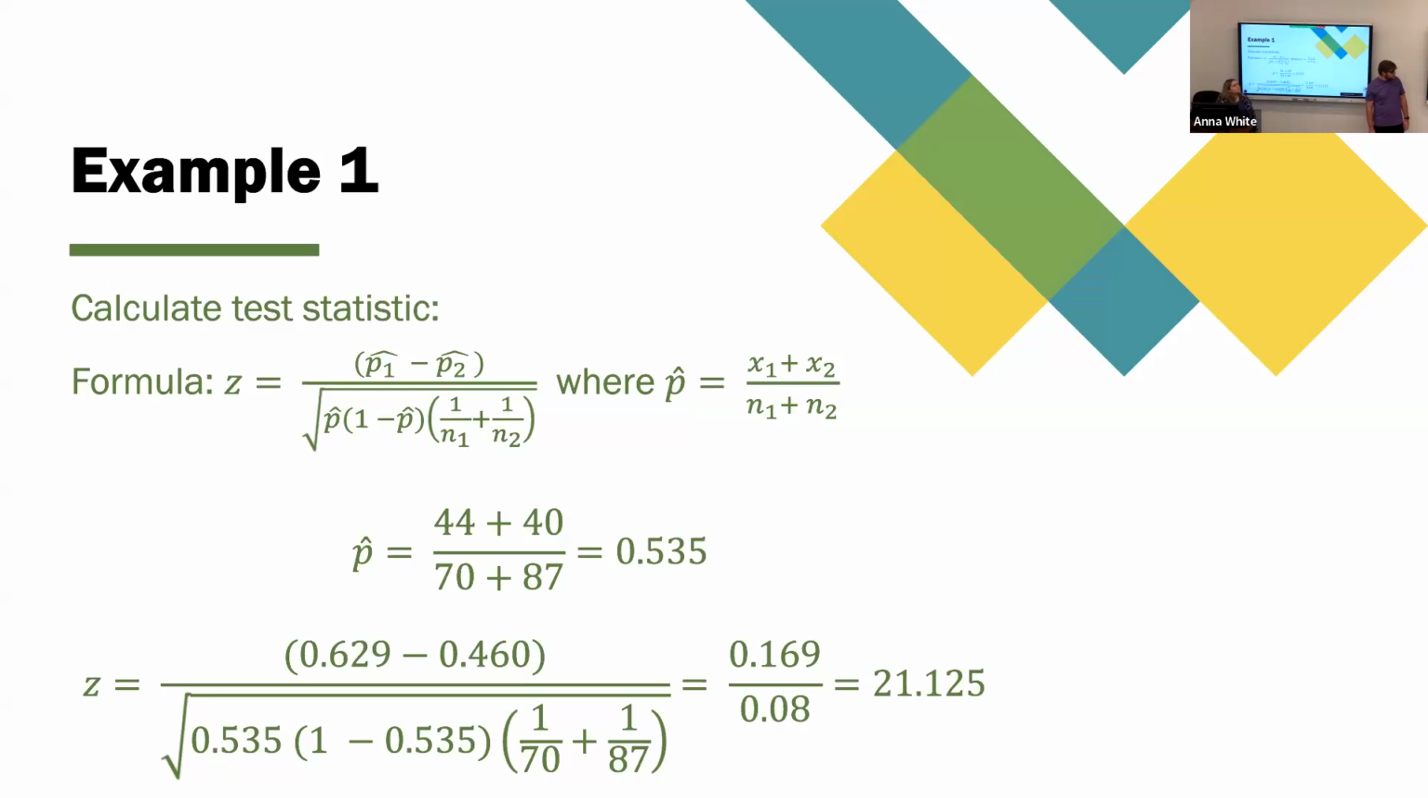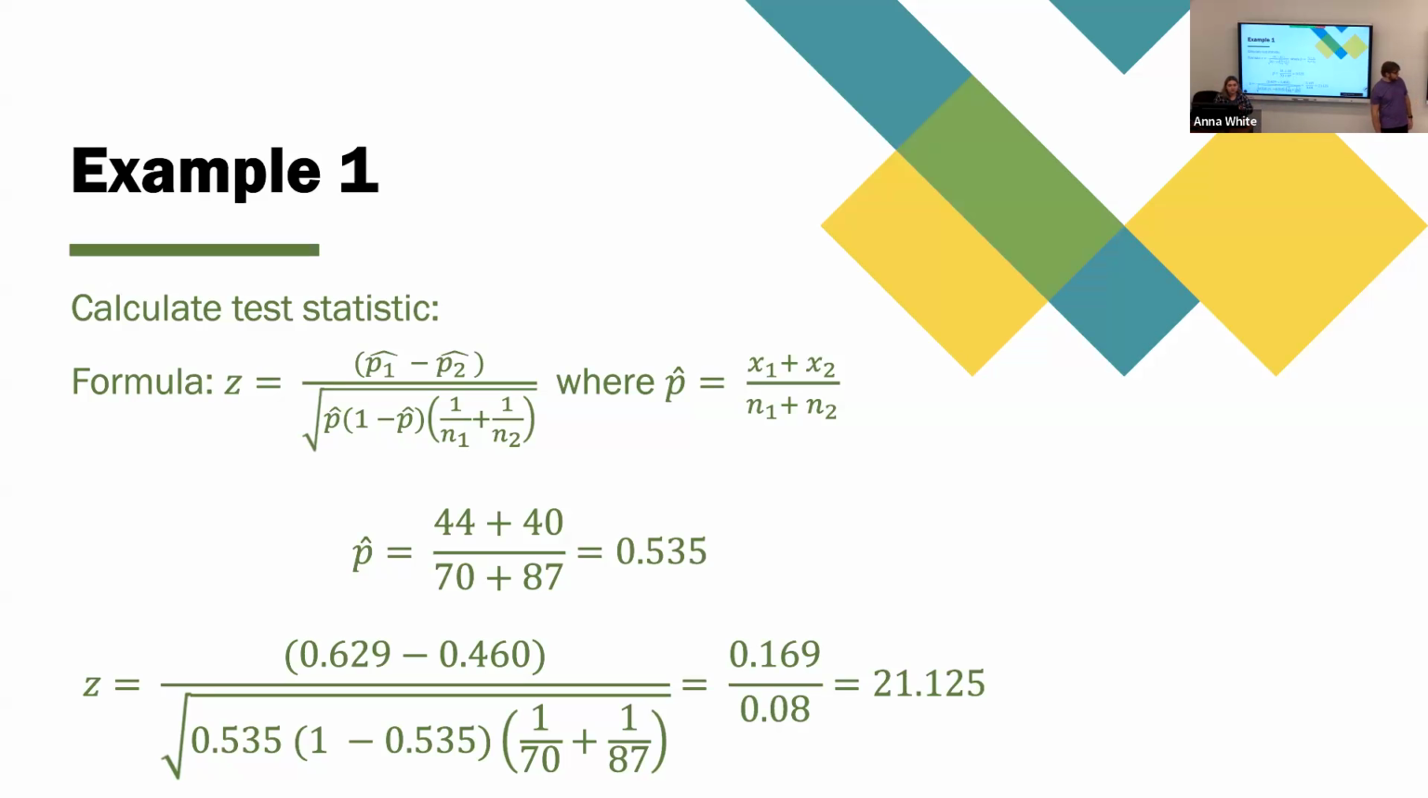And so that's going to be x1, which is not the proportion, it's the number of yeses in your first sample plus the number of yeses in your second sample, over the sample size for both of your samples. And so doing that, we find our shared proportion to be 0.535. And then using that in our formula and plugging in everything else, we were able to find our test statistic, which is 21.125.